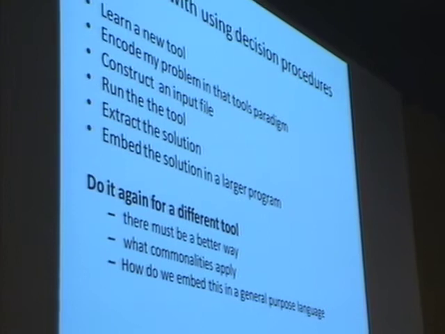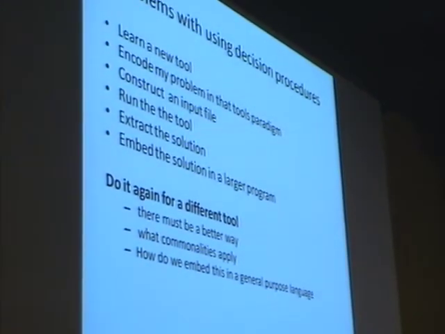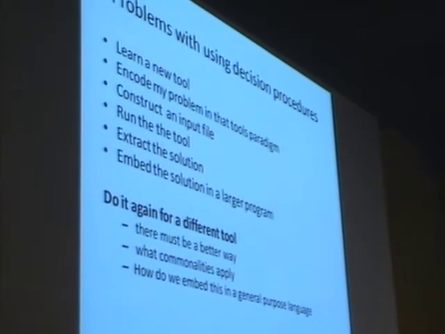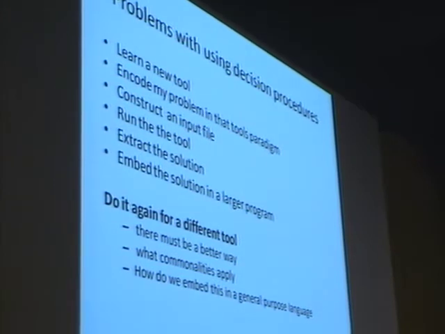Okay, so I have some problem that I want to solve, and there's a part of that problem which could be solved by a decision procedure. So what do I have to do? Well, I have to learn some new tool. I've got to read about SAT solvers or SMT solvers. I have to take whatever problem that I have, and I have to encode it in that tool's paradigm as a SAT problem or as an SMT problem, right? And somehow I have to construct an input file. It takes me 2 days just to understand what the format of the input file is.